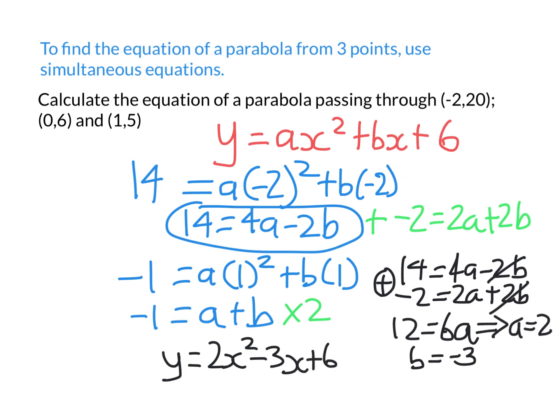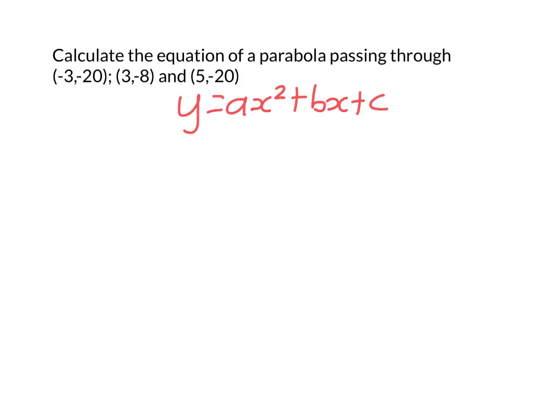All right, now we're going to look at a harder version of this where you're not given c. So once again, we're going to find the equation of a parabola from 3 points, but this time we're not given c. So once again, the equation of any parabola is y equals ax squared plus bx plus c. I need to find a, b, and c, and I'm going to do that by using simultaneous equations. So I'm going to get 3 simultaneous equations to solve, one from each point.